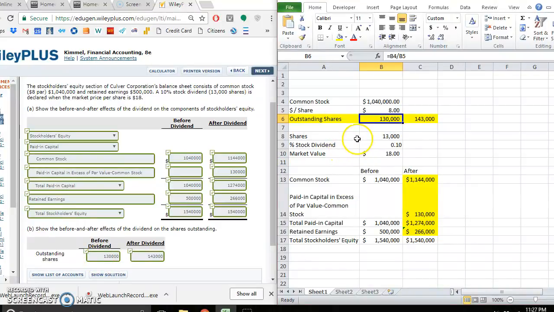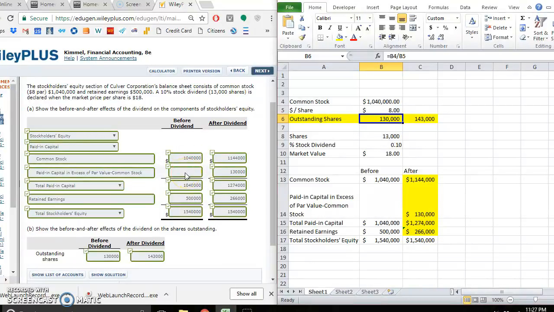Now, we are told that our shares are 130,000 shares and then a 10% stock dividend. So I have 0.10. And then we're also told that the market value per share is $18. So again, that's just there for later on here. So now, before our dividends, we're going to put in just all of our information. So we're already told that our common stock is 1,040,000.